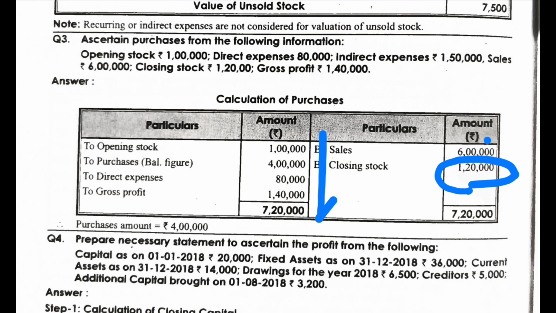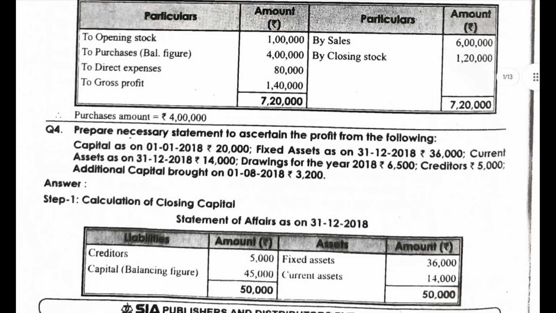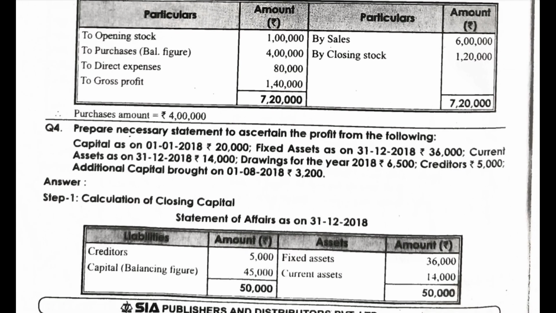It's so easy, no? Now let's move to the next problem. So how to do the short problem? Are you getting the idea?